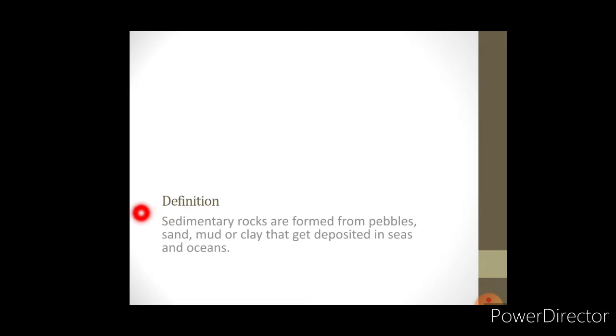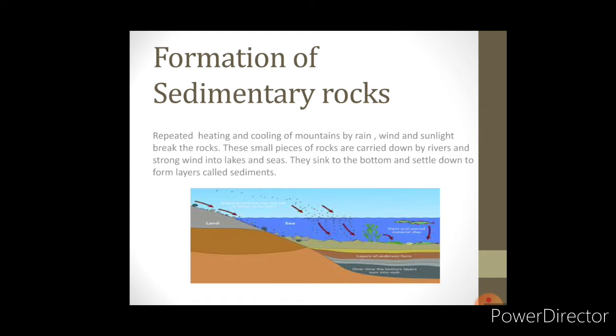When we see the definition of sedimentary rocks, they are formed from pebbles, sand, mud or clay that get deposited in seas and oceans. So when all these things are deposited in seas and oceans, they form sedimentary rocks. How are they getting deposited? How are these rocks formed inside the sea? It begins with the repeated heating and cooling of mountains.